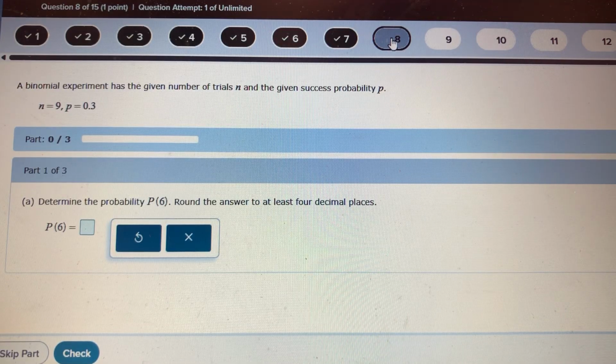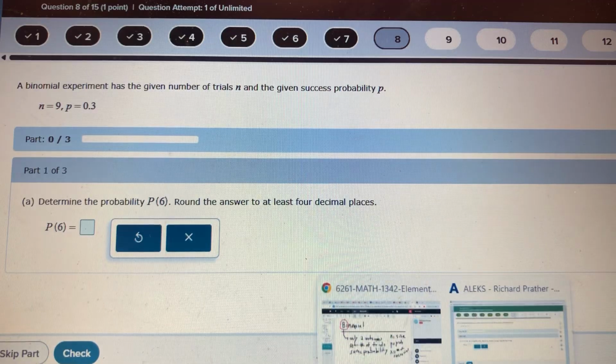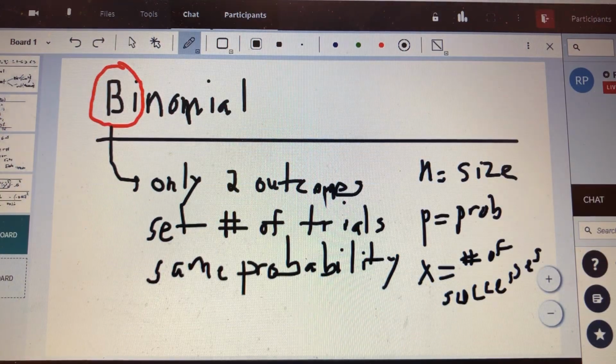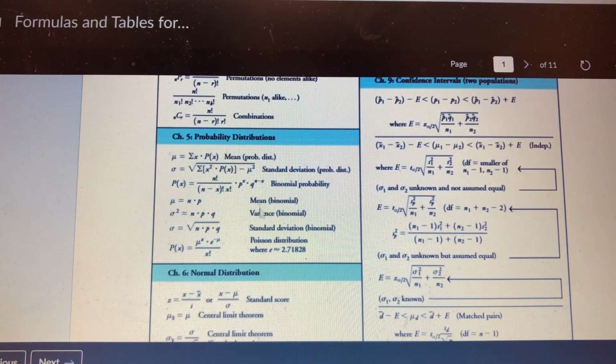Okay, so now we're going to determine a probability for binomials. So you have 2 choices here. You can do this the slow manual way or the easier way with the calculator. N equals 9, P equals 0.3. There is a formula on the formula sheet that I'll send you. Where did I put it? Here it is. It's right here.